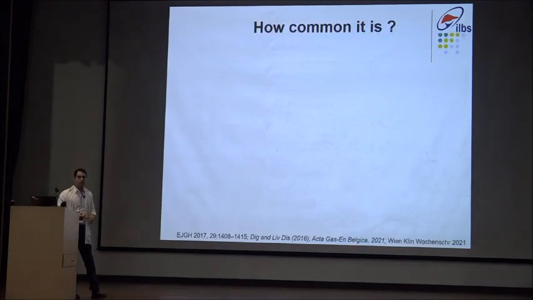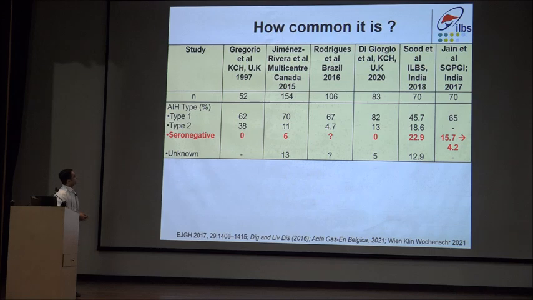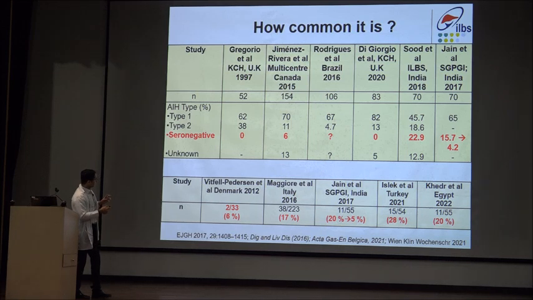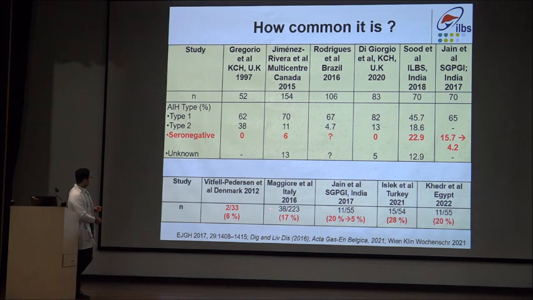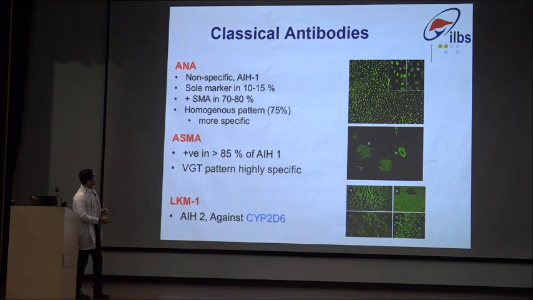So what is the problem statement? How common is it? If you look at the general studies, I mean overall autoimmune hepatitis studies which have not specifically looked at seronegativity, the prevalence varies from 0 to 22%, highest in our series. But if you look at the series which have specifically looked at seronegative autoimmune hepatitis as a cohort, it varies from 6% to 28%. What are the classical antibodies?